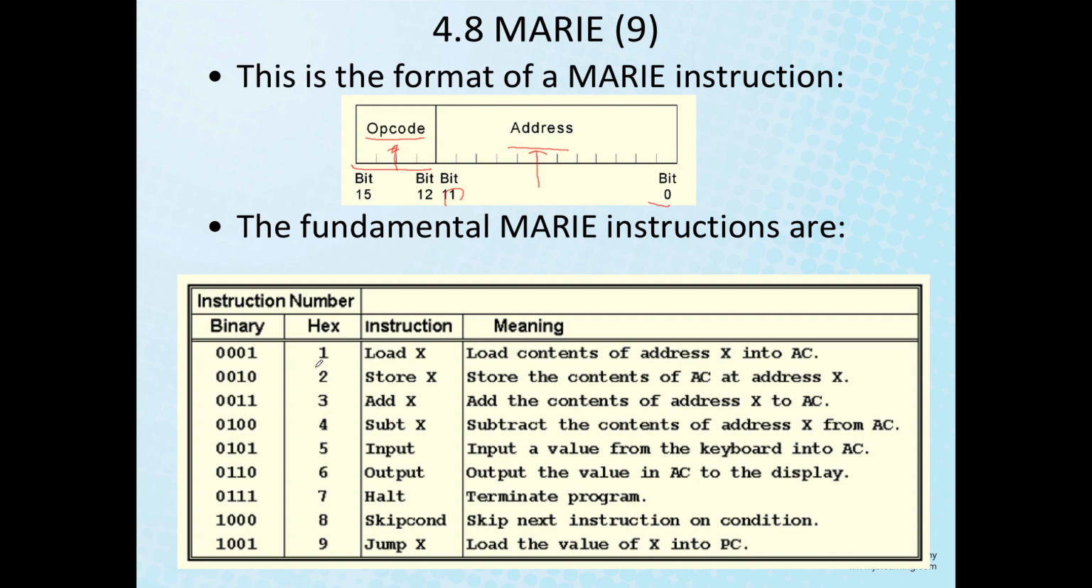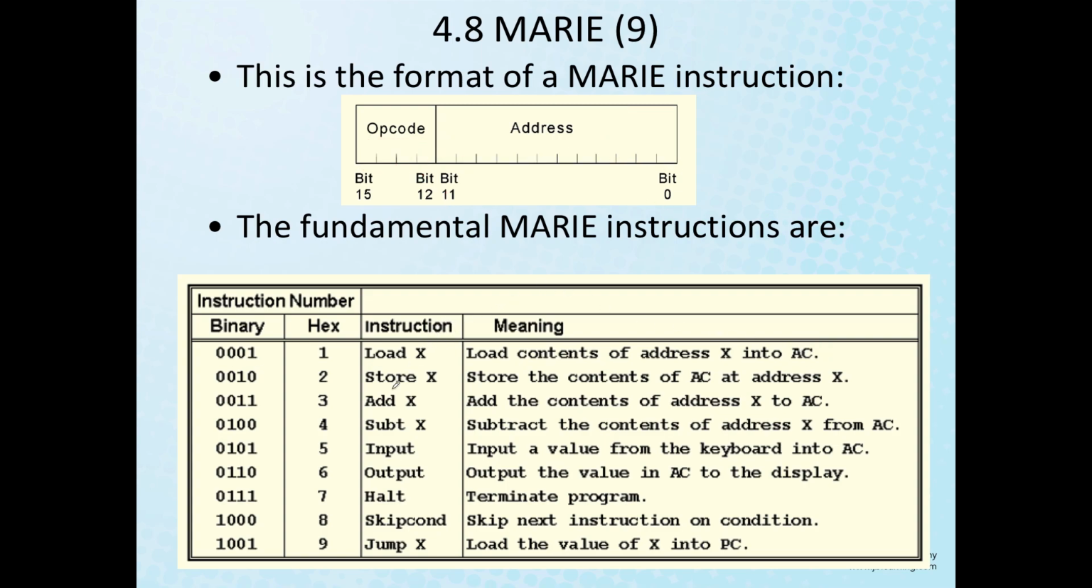So here are the first 9 instructions. 0001 in the opcode means Load X. Load X means load the contents of address X into the accumulator. So in these 12 bits, an address is specified. If the opcode is 0001 and then some address, it reads data from that address and stores it into the accumulator. That's a Load X operation.